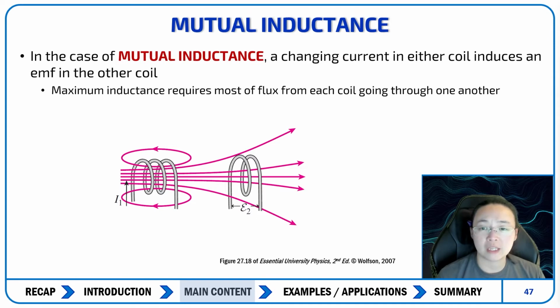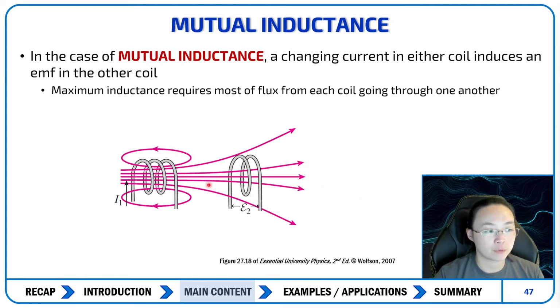To better explain this, we want to take a look at the two different types of inductances. Mutual inductance is when a changing current in one coil induces an EMF in another coil. Just like this example over here, we have a changing current over here, which induces an EMF in a second coil. The maximum inductance requires most of the flux from each coil to go through each other.